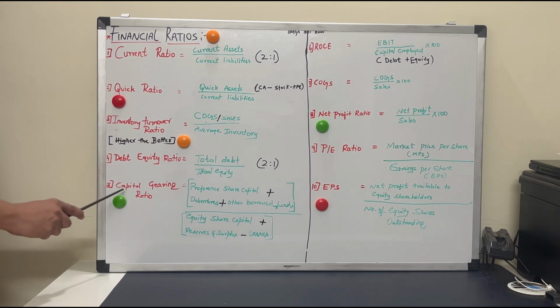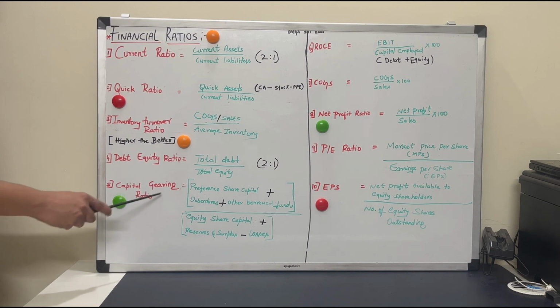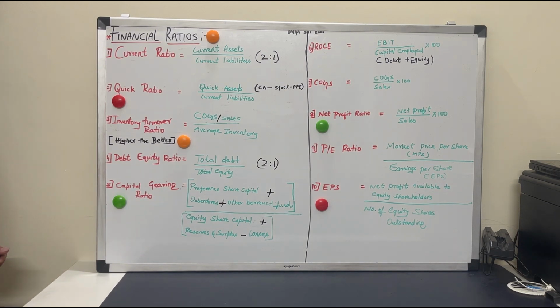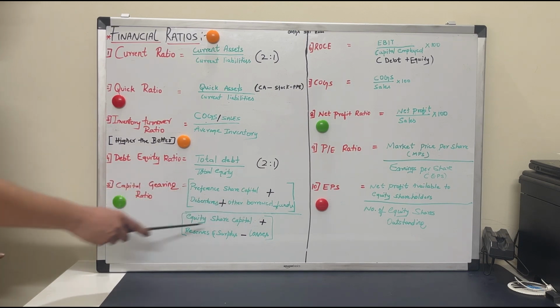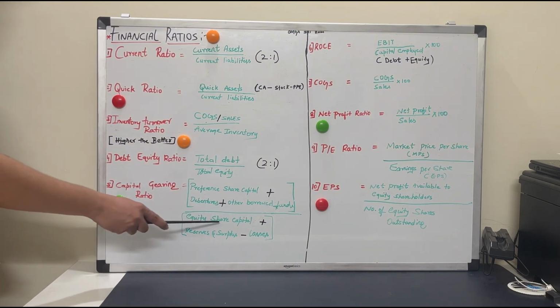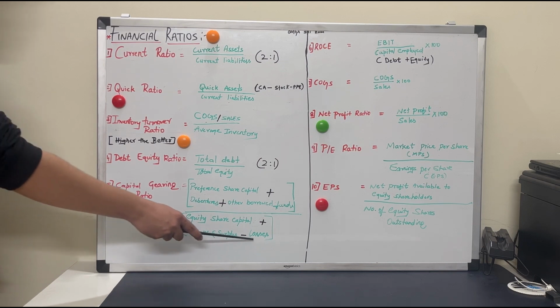Total debt should be double the amount of total equity. Let's look at one more ratio similar to this, that is the capital gearing ratio. Now what is the formula? Preference share capital plus debentures plus borrowed funds, whole divided by equity share capital plus reserves and surplus minus losses.